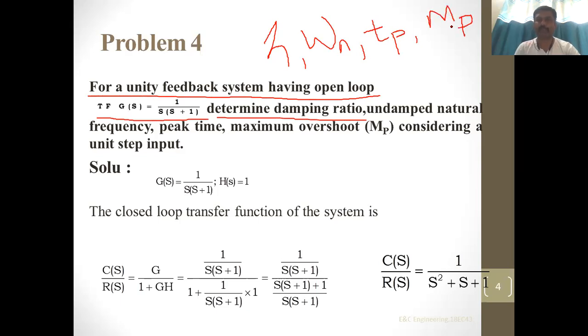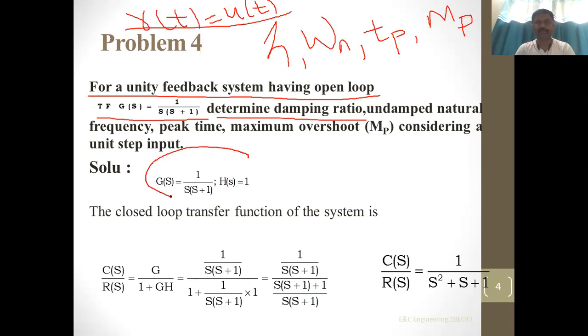These are all the parameters to be determined by considering a unit step input. What is the value of R of t? R of t is equal to U of t. That means this is a second order system for unit step input. Is it okay? Now, as per given, what are all the parameters he has specified?